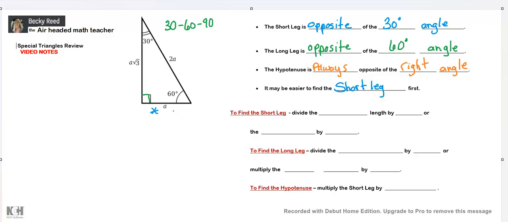They're using the variable a to show that a is the short leg. But first, let's talk about how to identify these sides. The short leg is opposite of the 30-degree angle. So you find your 30-degree angle right here, and then right across the street, down here, you're going to find the short leg. Now we've got a long leg. Here's our long leg.